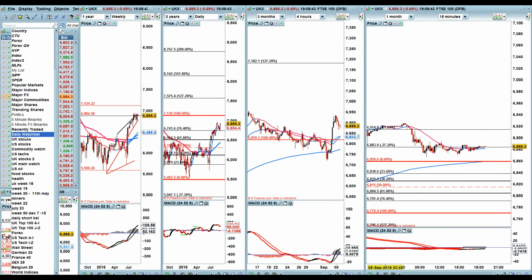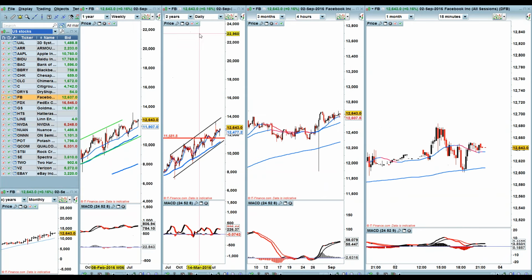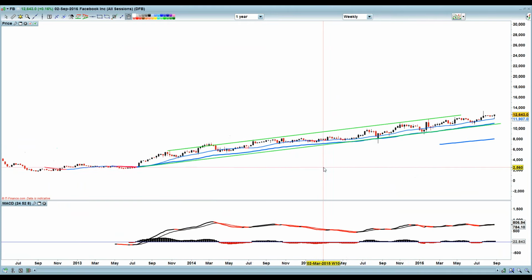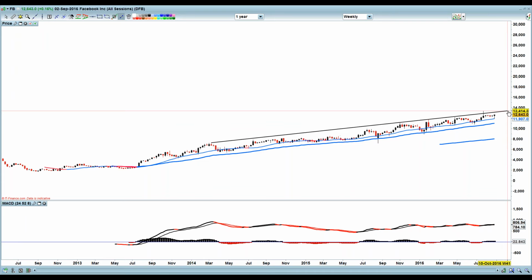Stocks. The one that is very interesting, and I've been talking about this off and on for quite a while, is Facebook. I don't think Facebook is finished yet by a long shot. I think Facebook is at the very least going to come and test the top of that channel, because that's how the funnel can work to the upside.